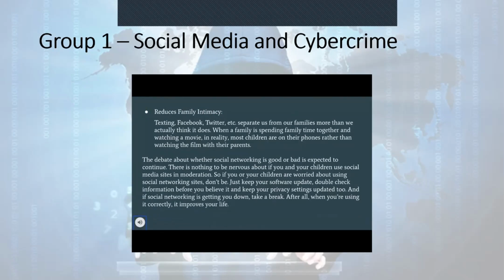The debate about whether social networking is good or bad is expected to continue. There is nothing to be nervous about if you and your children use social media sites in moderation. So, if you or your children are worried about using social networking sites, don't be. Just keep your software updated, double check information before you believe it, and keep your privacy settings updated too. And if social networking is getting you down, take a break. After all, when you are using it correctly, it improves your life.